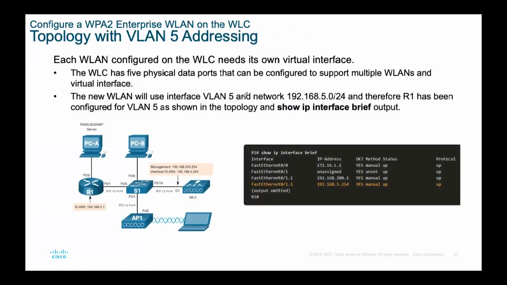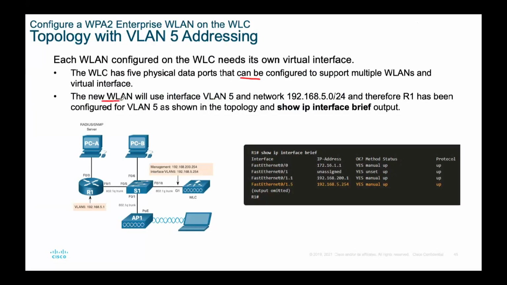Topology with VLAN 5 addressing. Each wireless LAN configured on the wireless LAN controller needs its own virtual interface. The wireless LAN controller has 5 physical data ports that can be configured to support multiple wireless LANs and virtual interfaces.